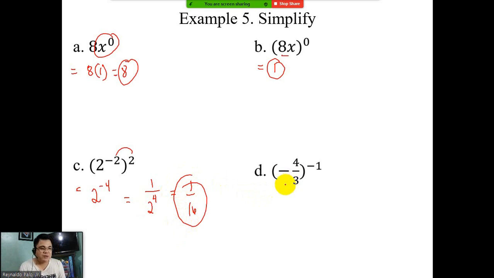Then letter D, we have negative 4 thirds raised to the power of negative 1. Alright, so the next thing that we have to do here is to distribute negative 1 inside. If you are going to do that, you need to reciprocate this so that the negative exponent will be removed. So the final answer here is 3 over 4. Okay, so if you're going to distribute negative 1 to the numerator and denominator, still you need to reciprocate. That's why you will be getting an answer of negative 3/4.